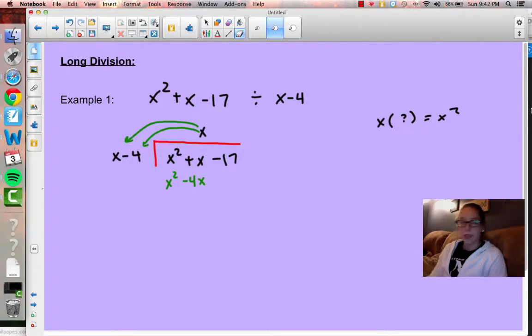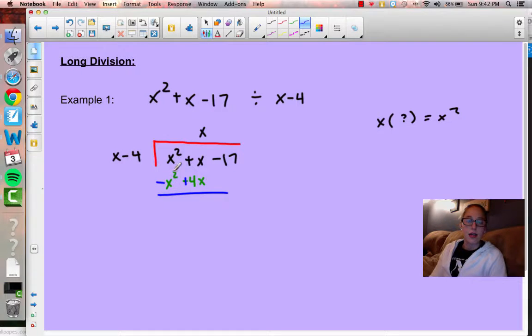The goal in these types of problems is to make sure that what you multiply with on the top and what's on the outside of the box here matches up with exponents. If they're not x squared, then you need to make sure you change what your answer is. And then after you've gotten this all multiplied out, you're just going to do some subtraction. So we would subtract this, which means we change that sign, and this cancels out the x squared. X plus 4x gets us 5x, and then the next step we bring down the negative 17. Okay, so we're done with step 1.